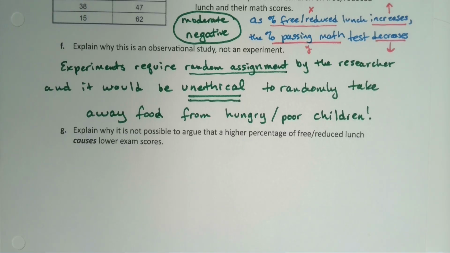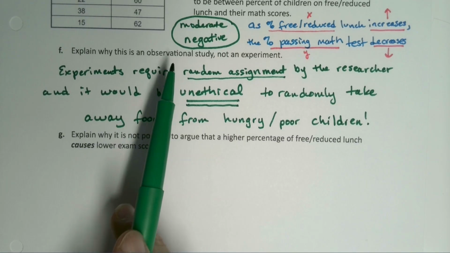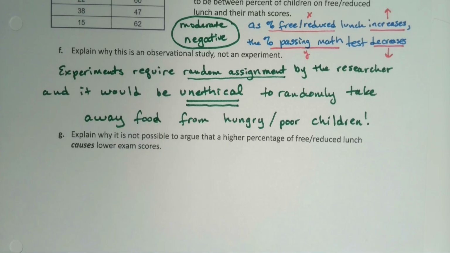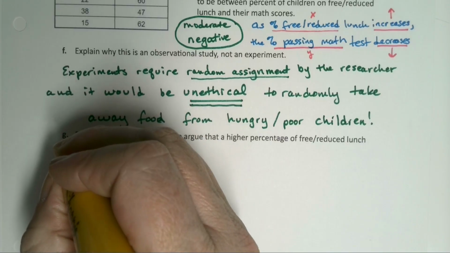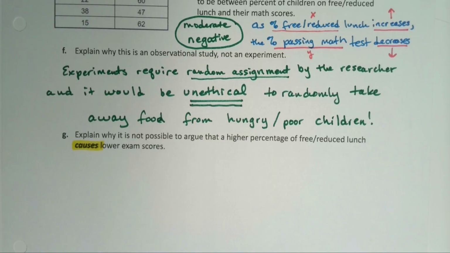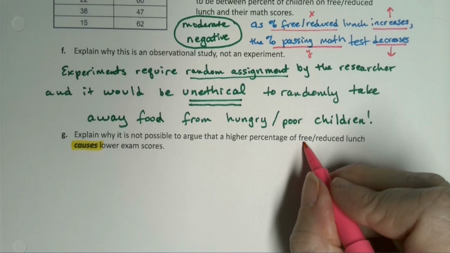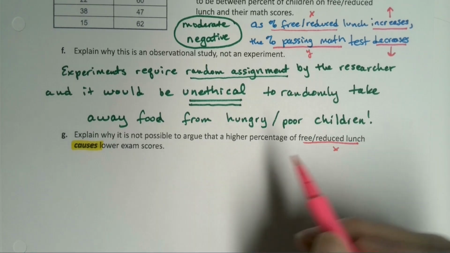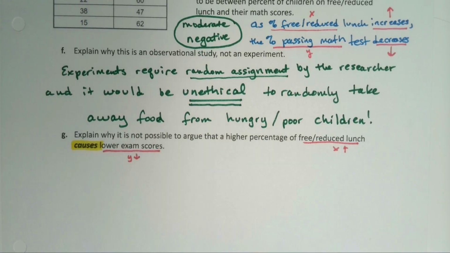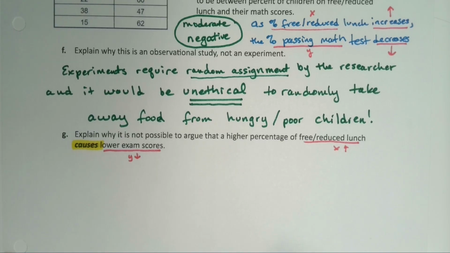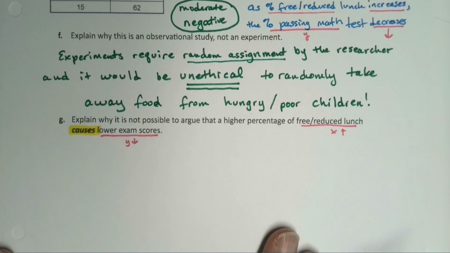All right, now because of this, because it's an observational study, we cannot argue that the free reduced lunch causes lower exam scores, right? That's not what's happening necessarily. All right, so we have an x variable, which is the free reduced lunch, and we have a y variable, right? X is going up, y is going down. That's definitely happening, but that doesn't mean that one is causing the other. That's because there could be other things going on that are affecting what's going on.